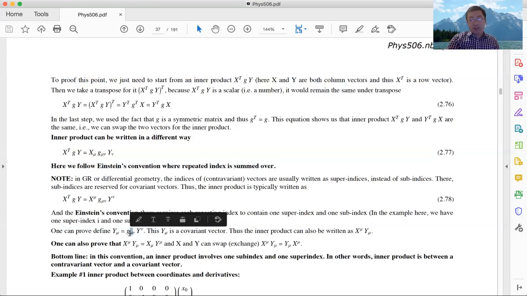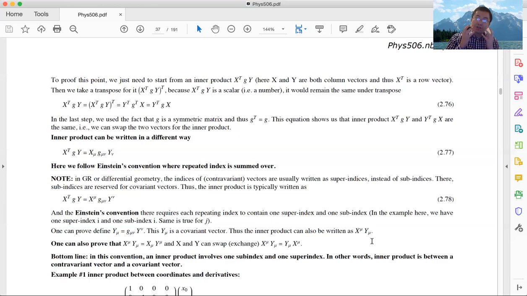But I only have one index left. That's this mu index, the lower index, and that gives me a covariant vector. If we define the covariant vector in this way, then the inner product, the same inner product I defined here, we can write it in a different way. We can write it as x^mu y_mu. x is the contravariant vector with superindex. y is the covariant vector with lower index.